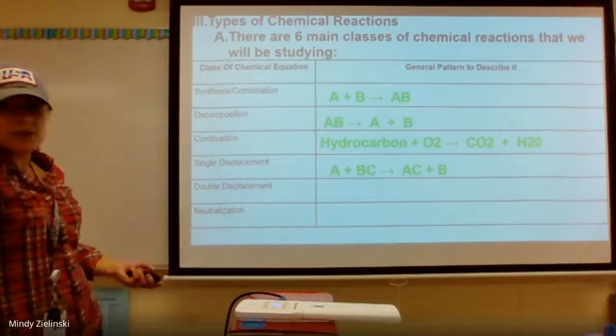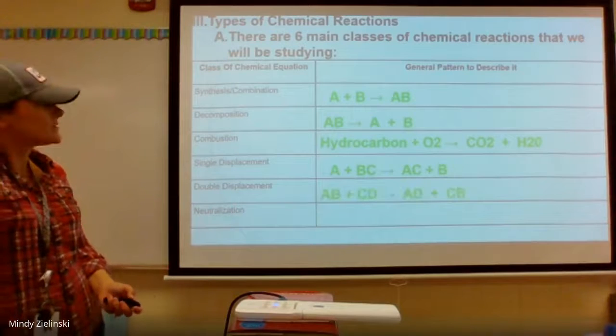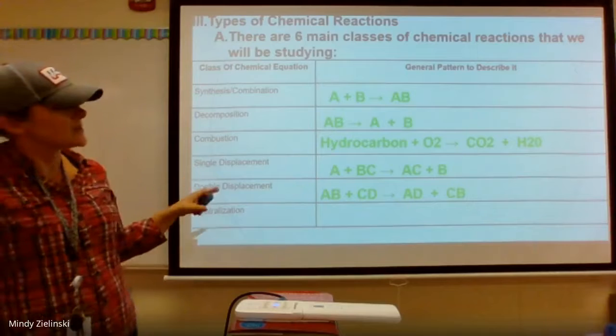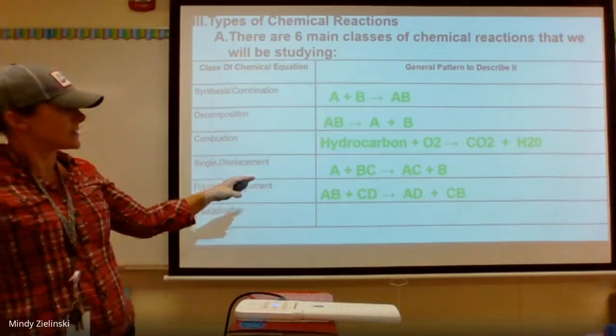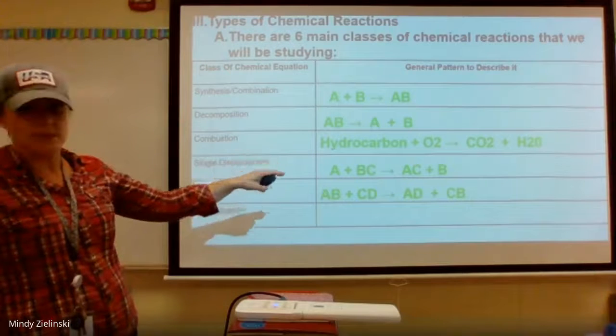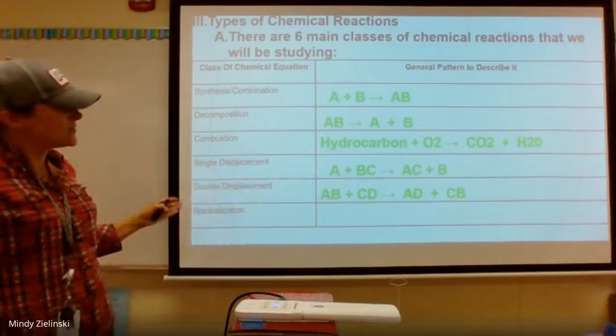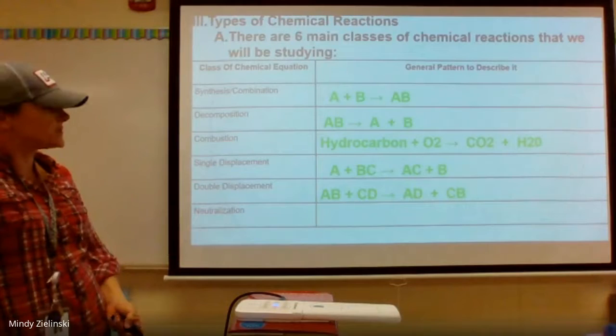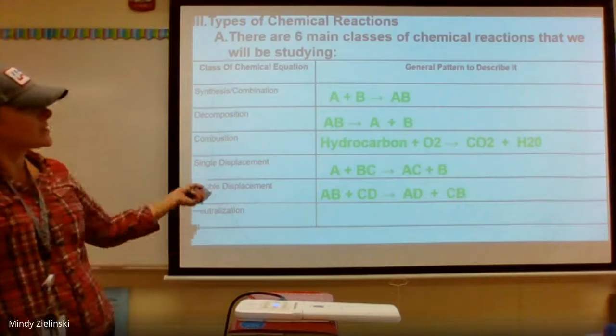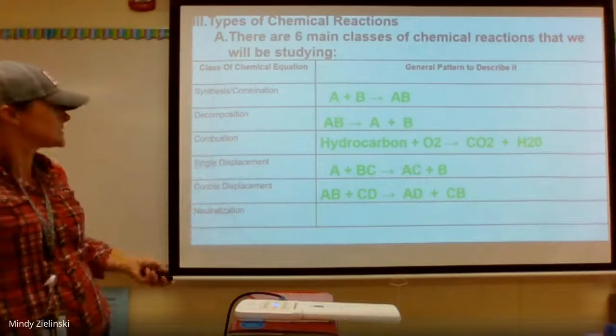Double displacement or double replacement. This will be the only one where you see two compounds on both sides of the equation. So compound 1 plus compound 2 gives you compound 3 plus compound 4. So two new compounds, they basically are going to rearrange partners and produce two new products. Okay, so we want to get you to be able to start to recognize these differences.